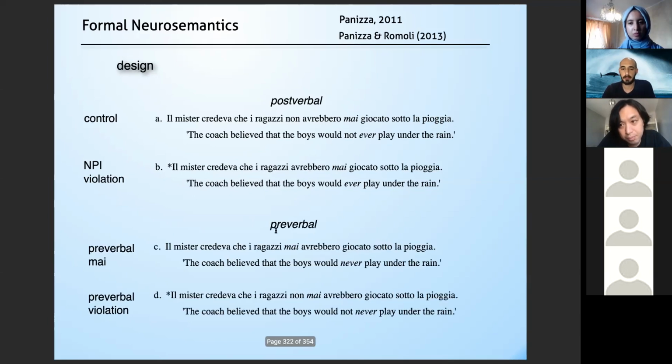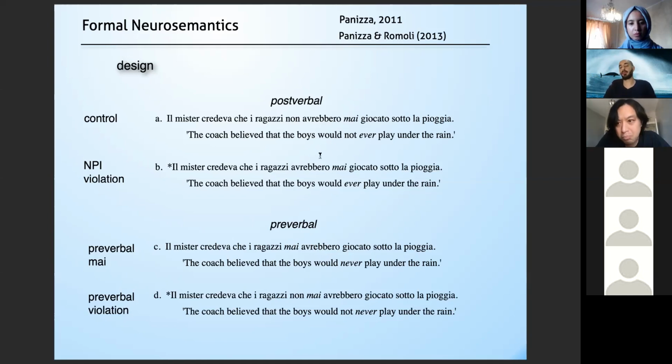And then we had the pre-verbal condition, the exact mirror picture of this. So pre-verbal "mai" without negation is fine because "mai" introduces its own negation. The coach believed that the boys would never play under the rain. "Il mister credeva che i ragazzi mai avrebbero giocato sotto la pioggia." And as a bonus, I tell you that in this position, it is very emphatic in Italian, so you have to use focus. It is completely fine, but it's marked, okay?